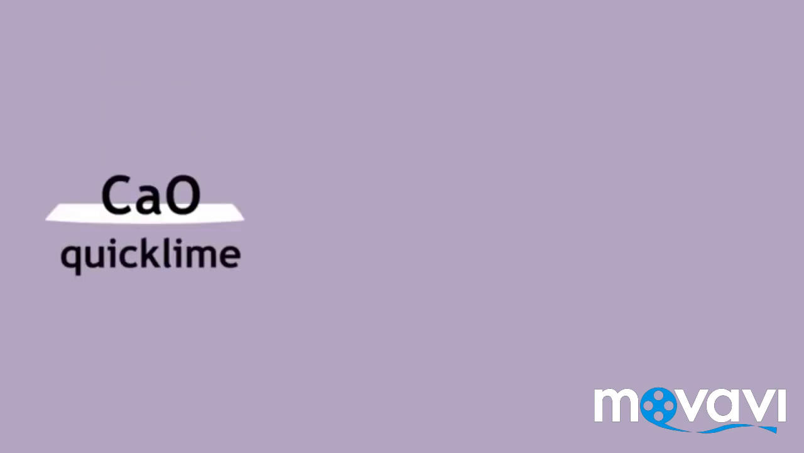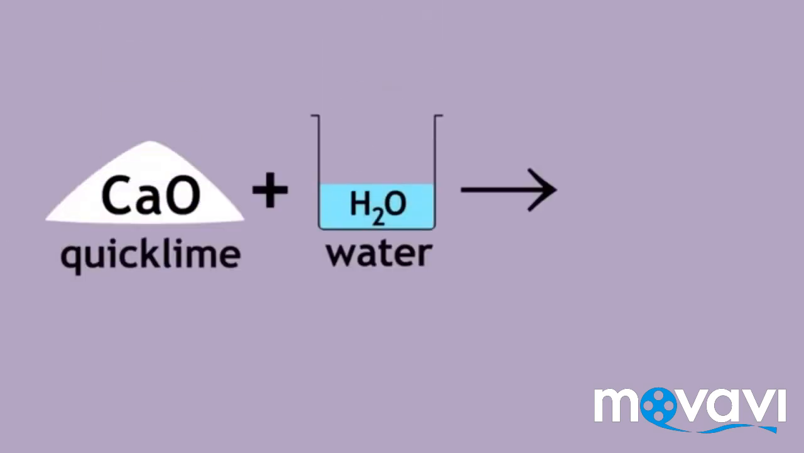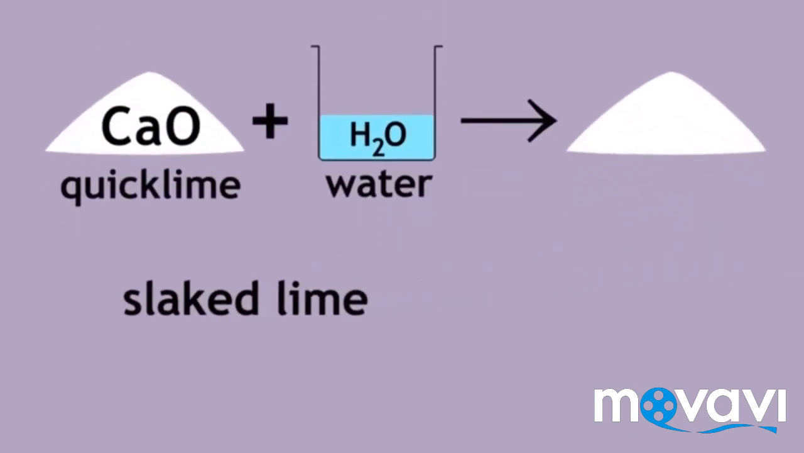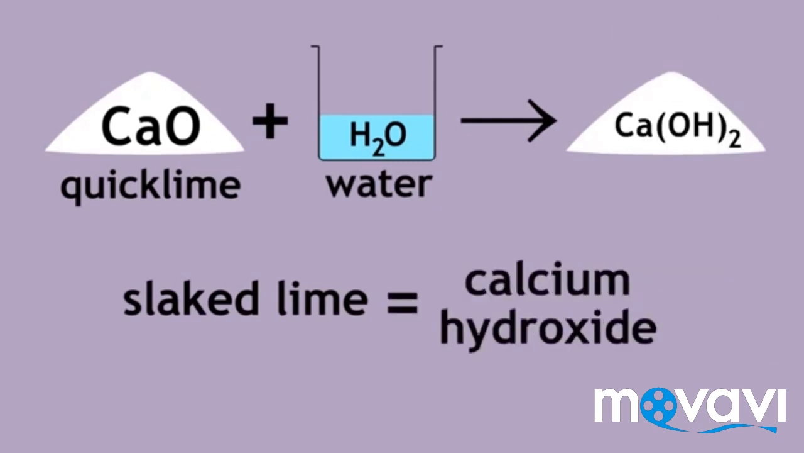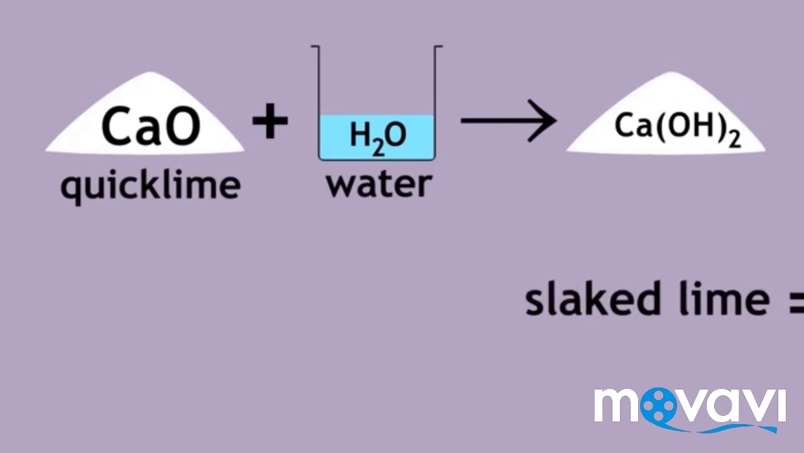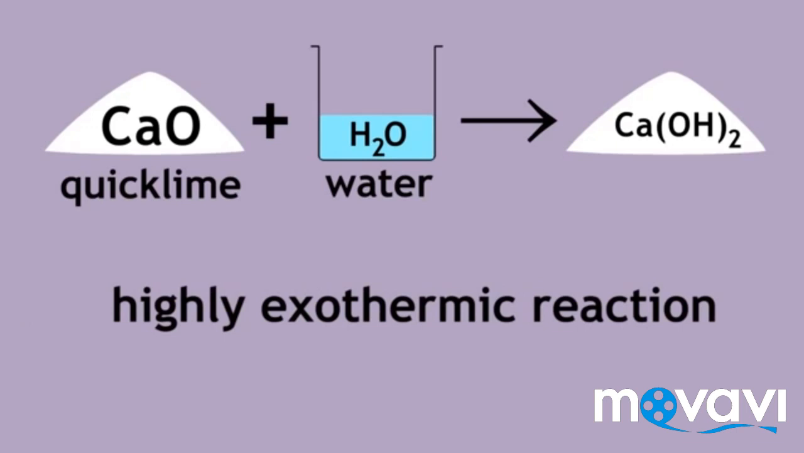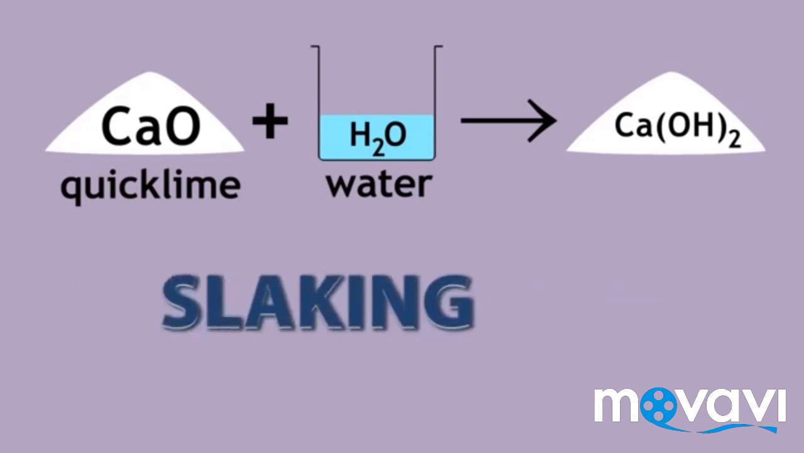The reaction of quicklime with water produces slaked lime. The chemical name for slaked lime is calcium hydroxide. This is a highly exothermic reaction, and the industrial process is called slaking.